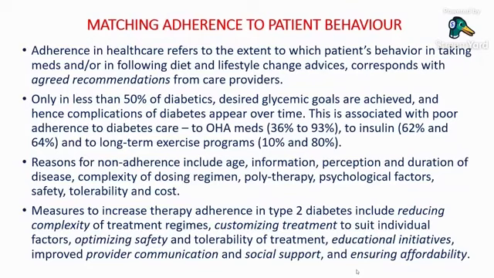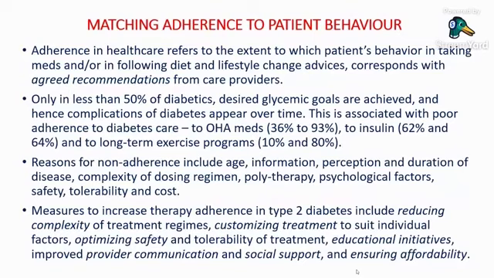And if there is an issue of non-agreement, then we have to identify that, and unless the patient agrees to the prescription being given, we should take it for granted that it's not going to be adhered to. In less than 50% of diabetics are the desired glycemic goals achieved, and hence complications of diabetes appear over time. This is associated with poor adherence to diabetes care: to oral hypoglycemic medications, 36 to 93%, to insulin, 62 to 64%, and to long-term exercise programs, 10 to 80%.